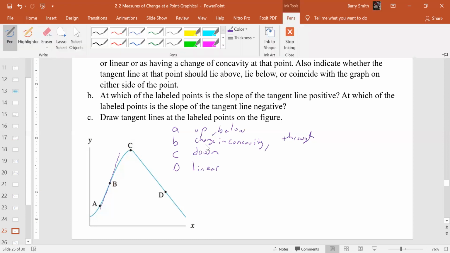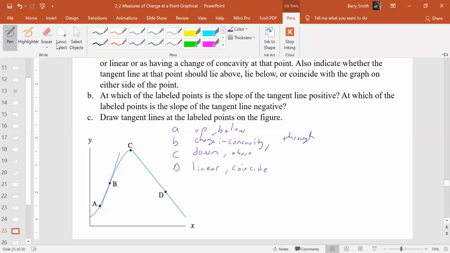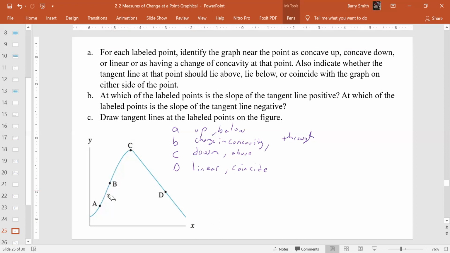Now C, it's going to be above, because it's going to be just like that. And D, what's that going to be? It's going to coincide. It's going to be right in the same place. So that would be how I would do that. Now I'm going to erase that line I sort of drew here because I'm going to make a nicer one. And so now what we need to do is draw the tangent line.